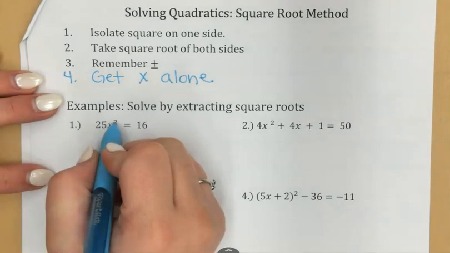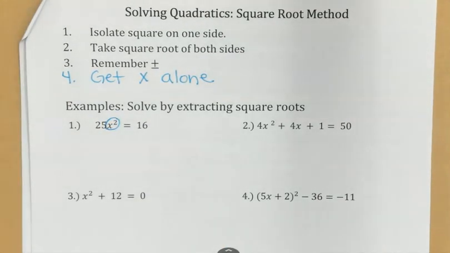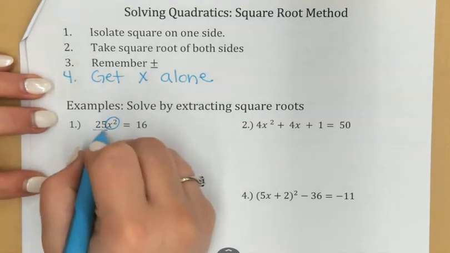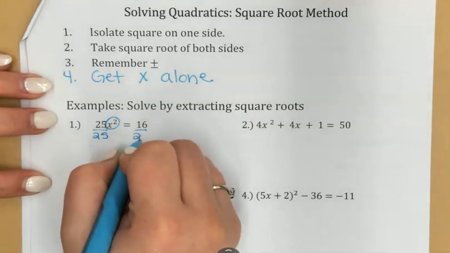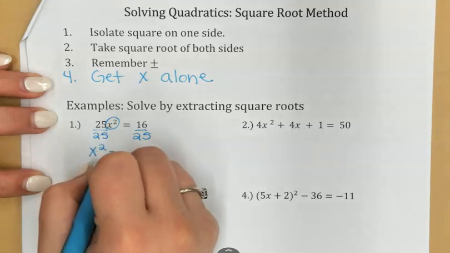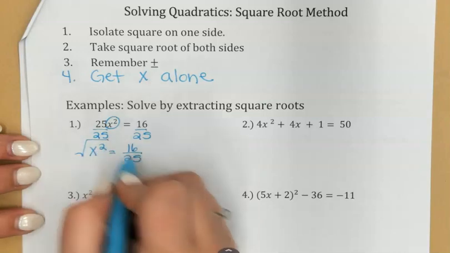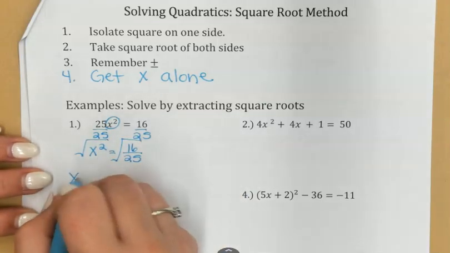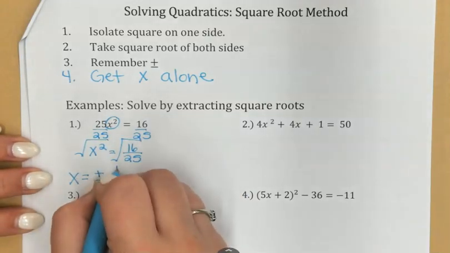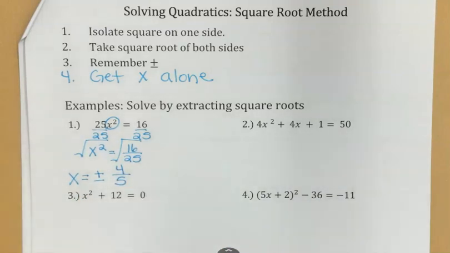My perfect square is going to be x squared, so that's what I need to isolate. So I'm going to do that by first dividing both sides by 25. So x squared is 16 over 25, and if I take the square root of both sides, then I know that x is going to be plus or minus 4 over 5. And I'm done. There's my solution.